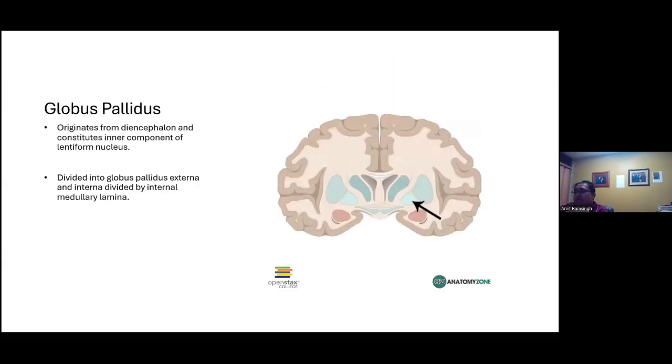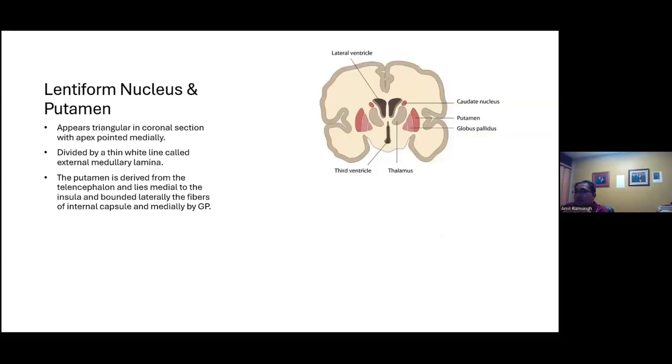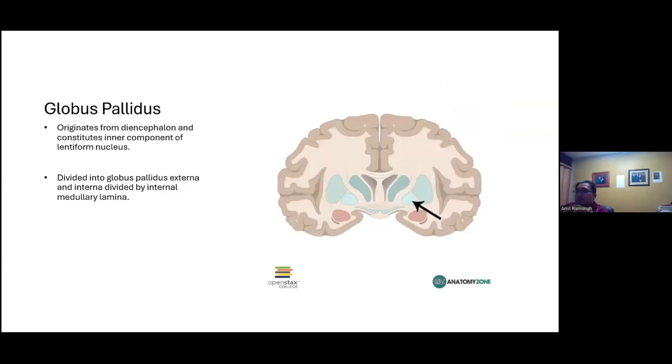The globus pallidus, unlike the putamen, is derived from the diencephalon, and it constitutes the inner component of the lentiform nucleus. And again, as I stated before, it's divided into an external part and an internal part, and this time it's divided by an internal medullary lamina.